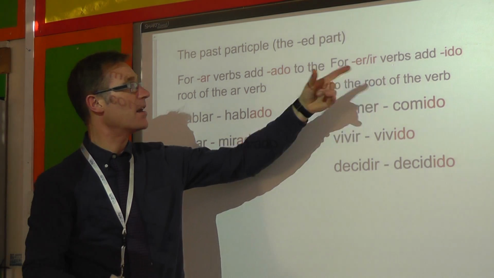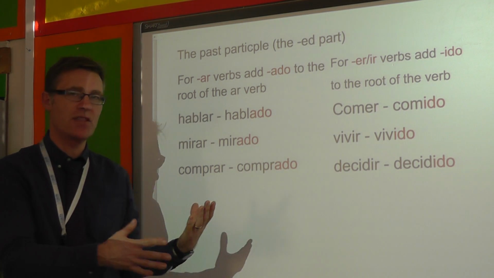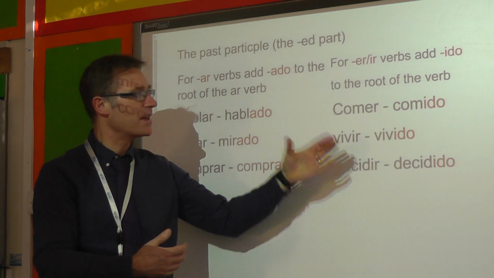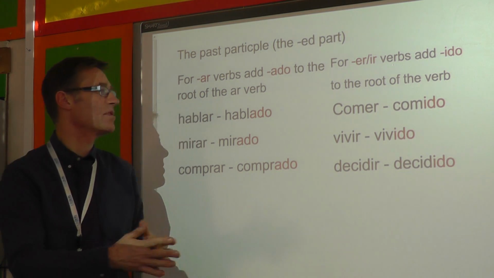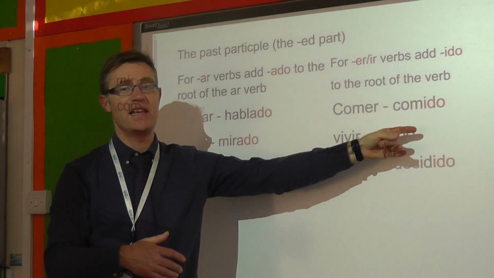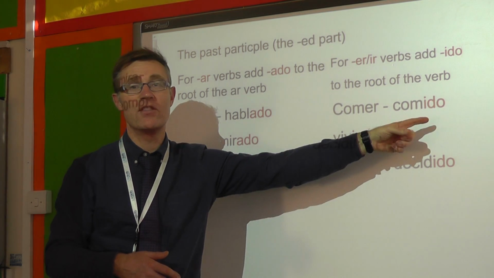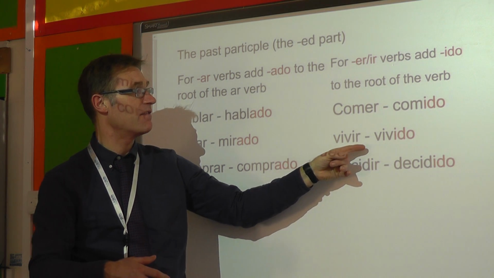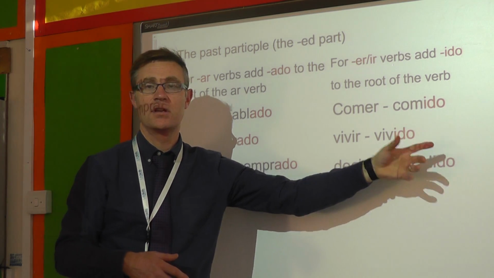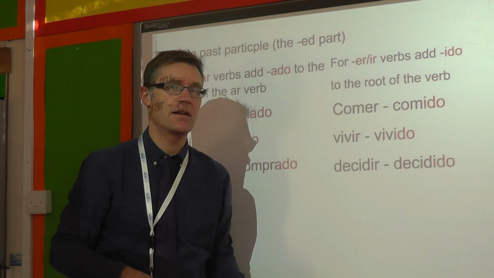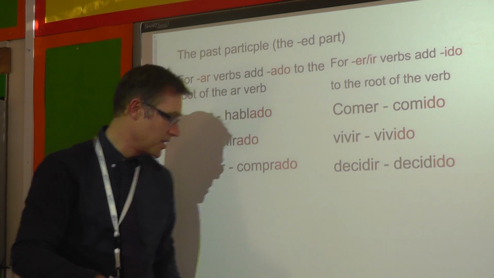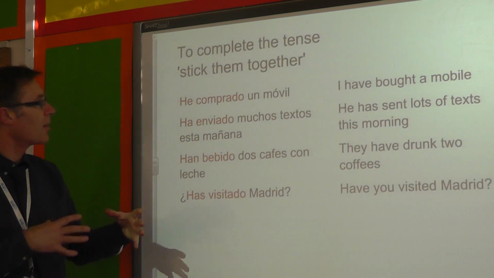Now over to ER and IR verbs. Just like with the pretérito and the imperfecto, those verbs shared common endings, and it's just the same here. So an ER and an IR verb share the ending ido: comer, comido, eaten; vivir, vivido, lived; decidir, decidido, decided. So that's that ED idea in English. Those are the two elements seen separately. Now we're going to stick them together to make our compound.